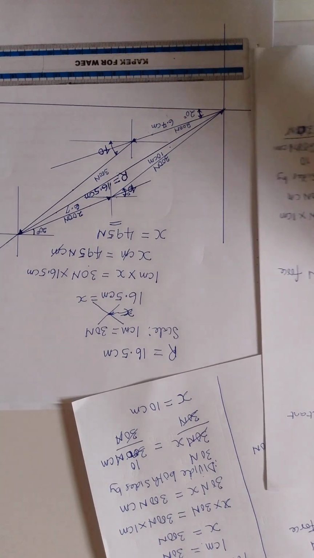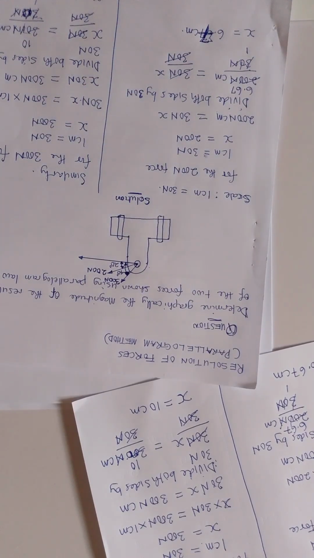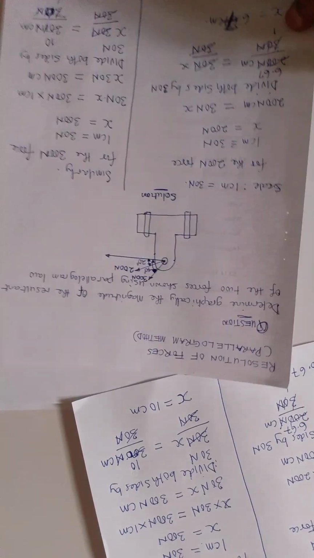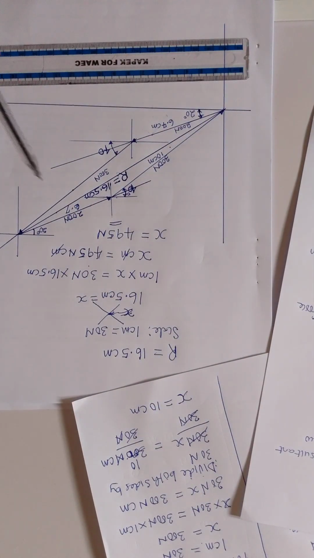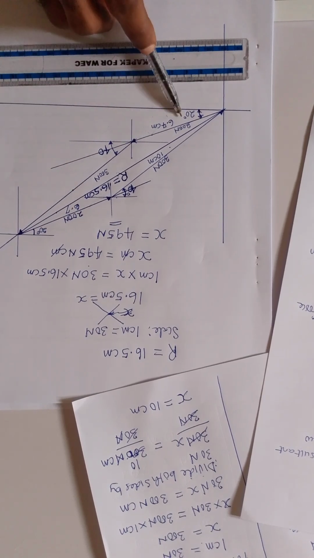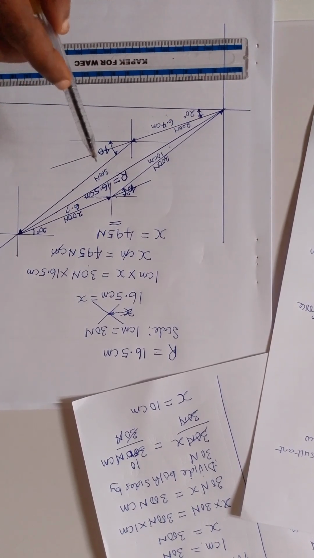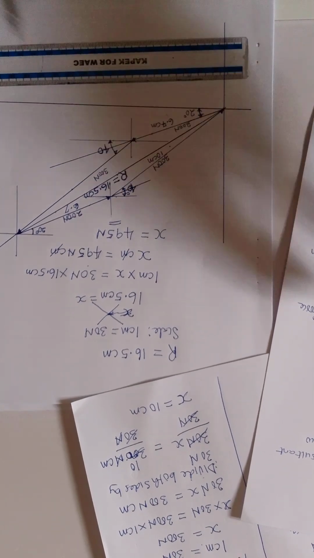determining the resultant of two vectors, or two forces rather, using the parallelogram method. And note that this line is parallel to this, they are the same line, while this is parallel to this. So that is it.